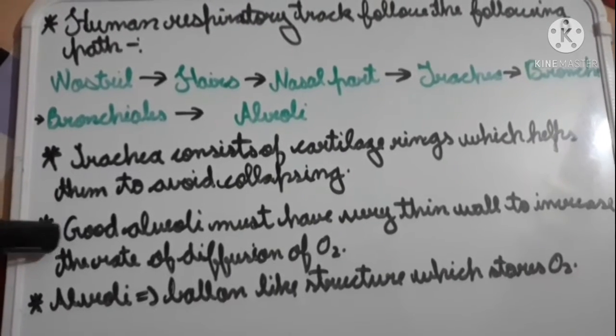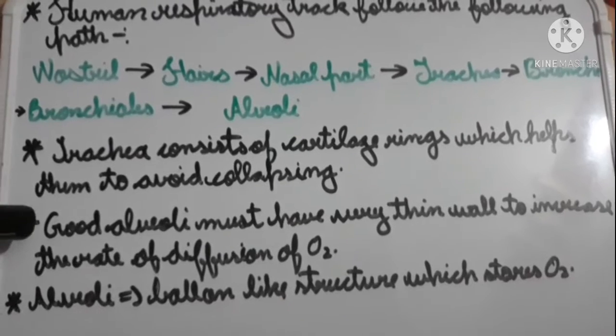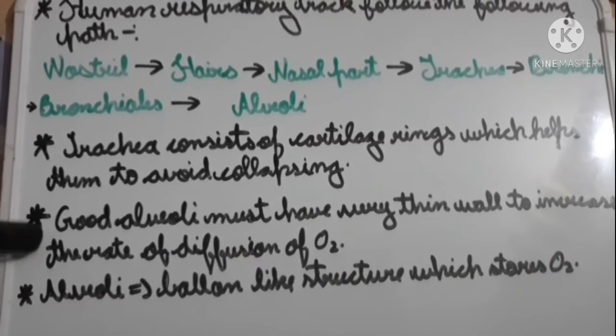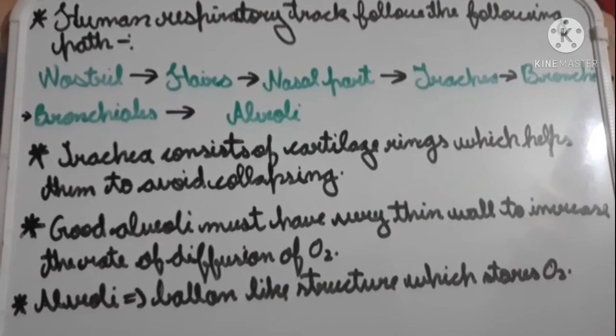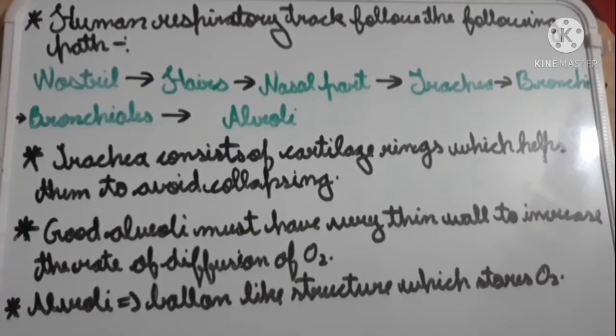Now, the trachea consists of cartilage rings which help it avoid collapsing. Alveoli must have very thin walls to increase the rate of diffusion of O2. Alveoli are balloon-like structures which store O2, that is oxygen.